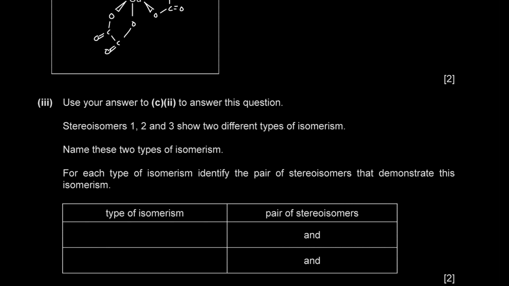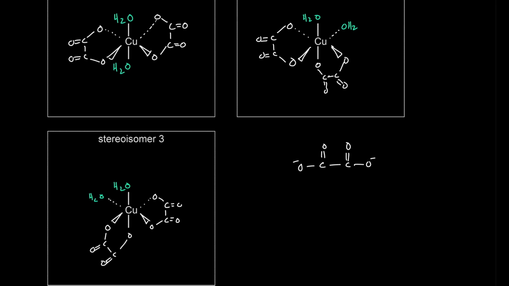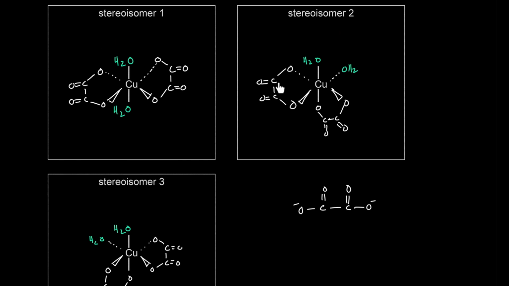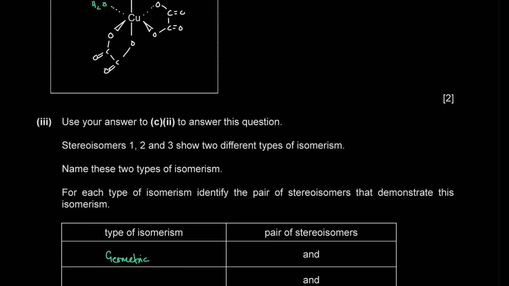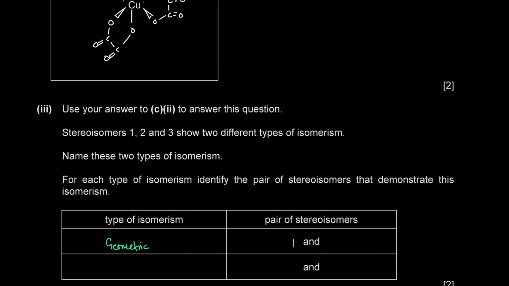So we have geometric isomerism, right? Geometric isomerism is shown by isomers 1 and 2, or we can say 1 and 3, because 1 is the trans isomer and 2 and 3 are both cis isomers. Those are cis-trans isomers or geometric isomers. We'll just say 1 and 2. And then we have optical isomerism, which is shown by isomers 2 and 3, right? Those are the two cis isomers that are non-superimposable mirror images of each other.